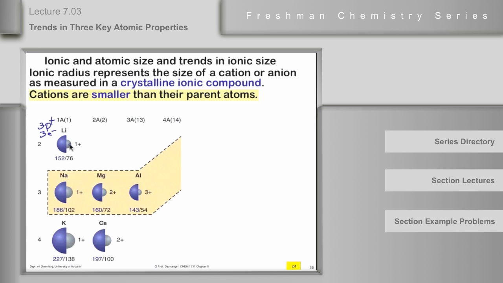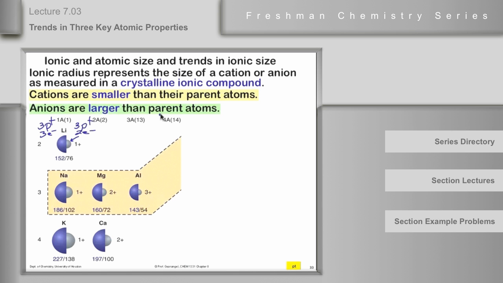Lithium with a single positive charge has still 3 protons, but now it has 2 electrons. And those 3 protons squeeze 2 electrons harder, and so the lithium 1+ ion is smaller. Okay? The parent atom is larger than the ion. And the same is true for all of these. You see the difference gets bigger as the charge on the cation gets larger. Okay, now let's go to the anions.